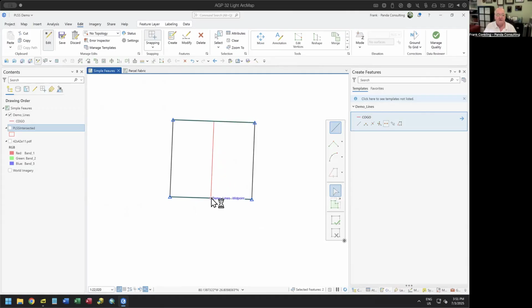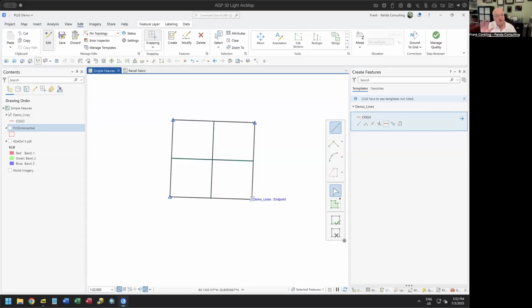I'm going to scroll here to the midpoint snap. I'm going to do a new midpoint snap here. Here's my midpoint snap there. All right, I now have the breakdown of the midpoints of these section lines.